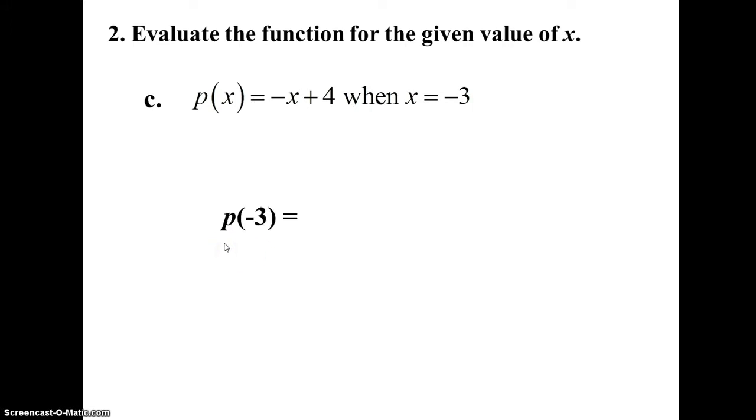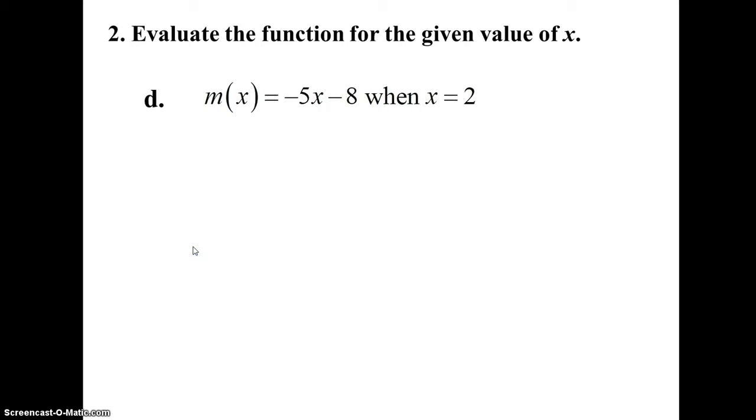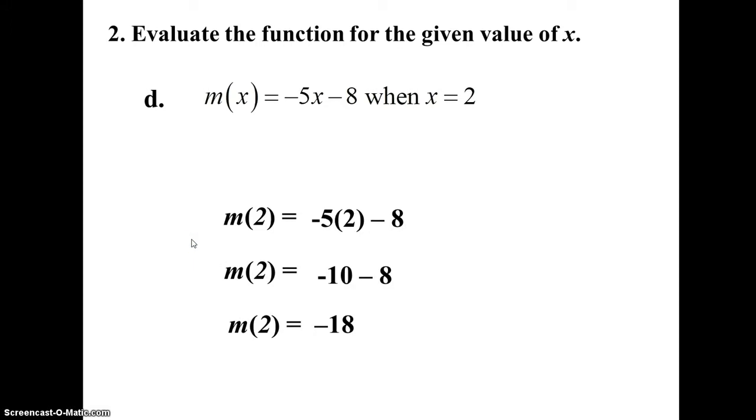Let's check your answers. When you plug in -3 for x and evaluate that, you should get 7. So P at -3 equals 7. And for part D, you're plugging in 2 for x. So -5 times 2 is -10, and -10 minus 8 is -18. So M at 2 equals -18.